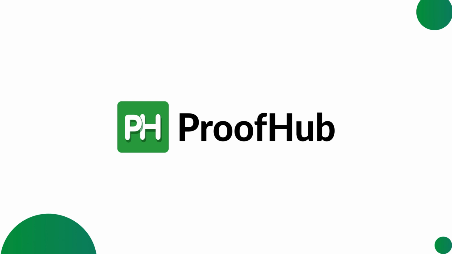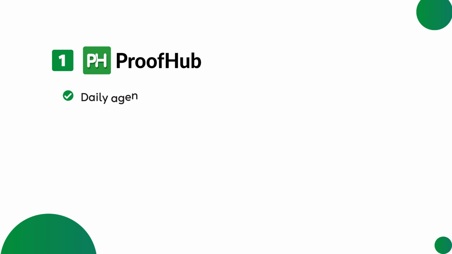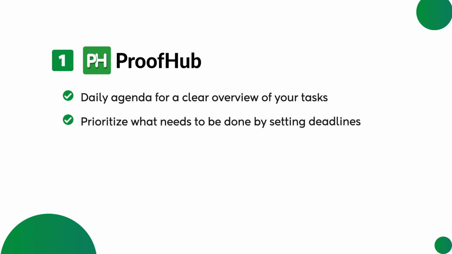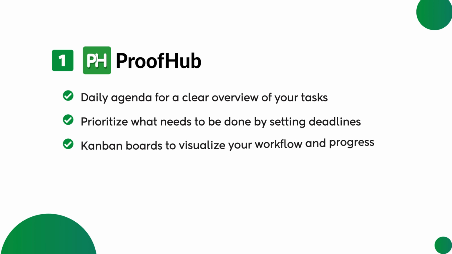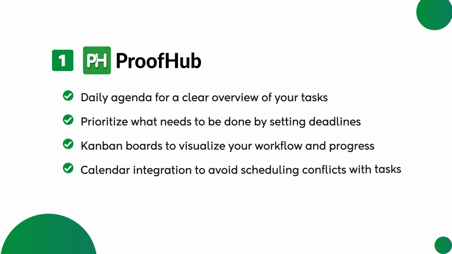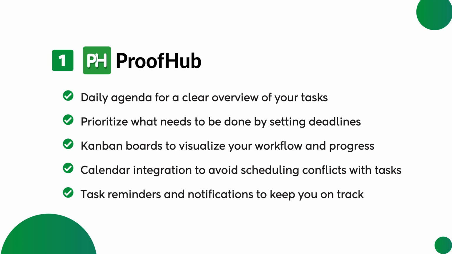First up, we have ProofHub, and for good reason. This isn't just a daily planner, it's a full-fledged project management and collaboration platform designed to streamline your workflow. With ProofHub, plan your day effectively with a clear view of all your tasks and deadlines, prioritize tasks and stay focused on what's important with Kanban boards. Sync your tasks with a calendar to prioritize tasks and avoid scheduling conflicts. Set custom reminders for tasks and receive notifications for updates.